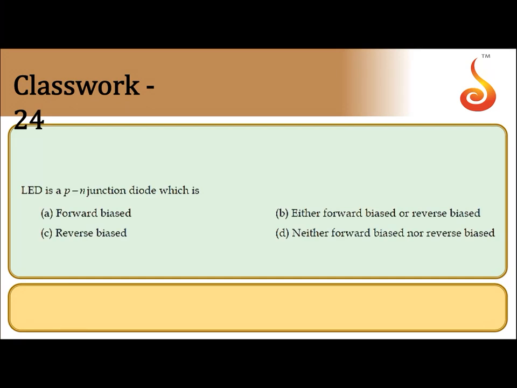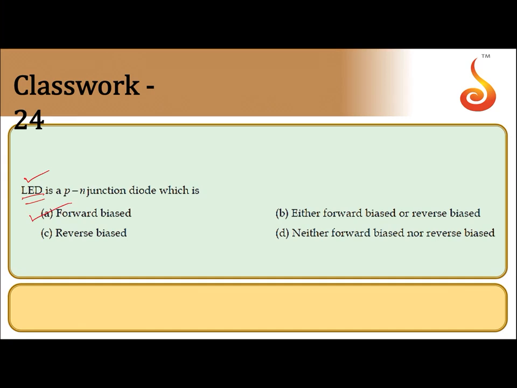Yes, moving on to next question. LED is a PN junction diode which is forward biased, either forward biased or reverse biased, neither forward biased nor reverse biased. See, LED is a special purpose diode. Remember, all special purpose diodes will be used in reverse bias except LED. LED is the only special purpose diode which is used in forward bias.